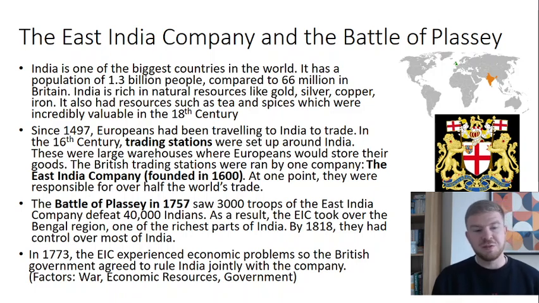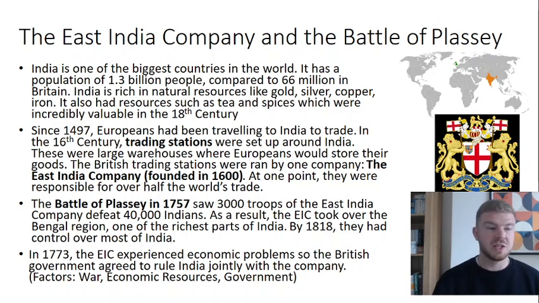In 1757, the Battle of Plassey happened, and that is a really key battle for understanding this topic, because that is when the small 3,000 troops of the East India Company defeated 40,000 Indians. The reason why they did it is because the company wanted to have easy trade across regions of India, and if ever there was trouble in regions, they would use their private army to put that trouble down, because nothing could stand in the way of them making huge amounts of profit.